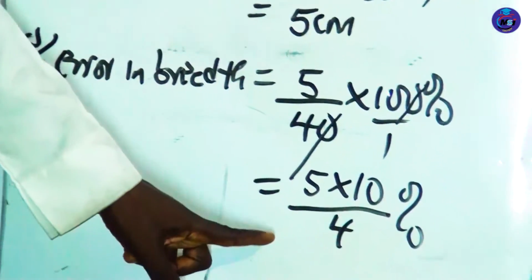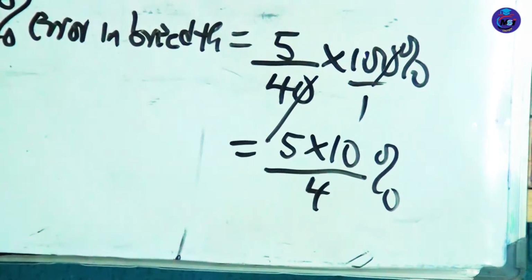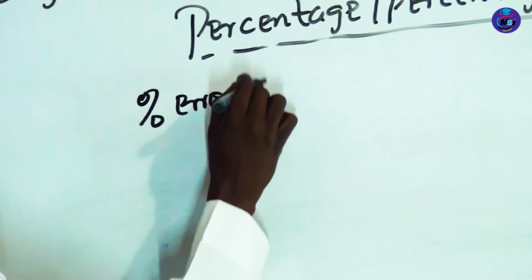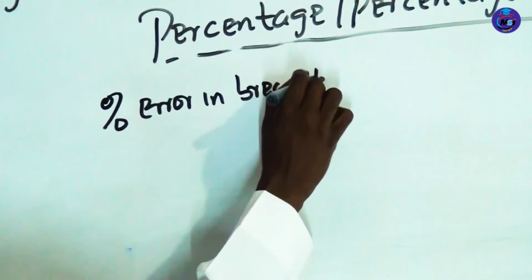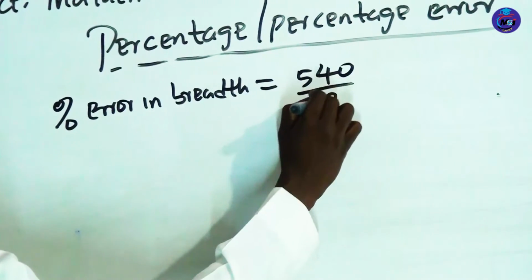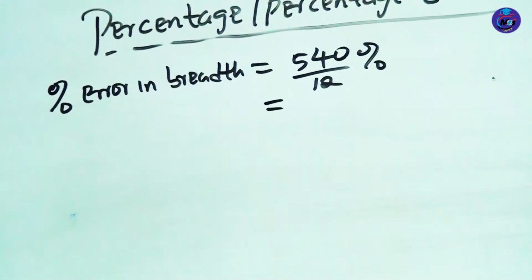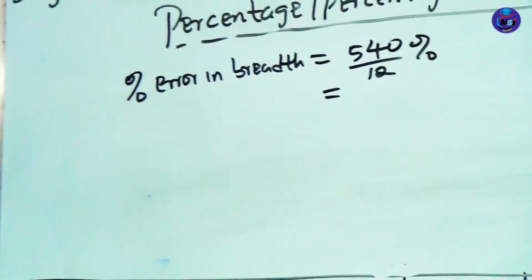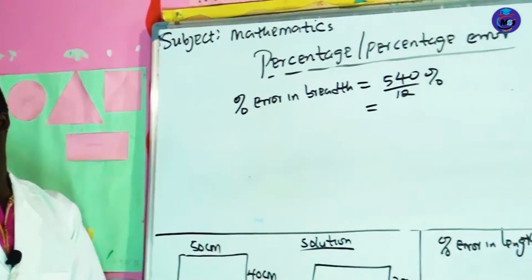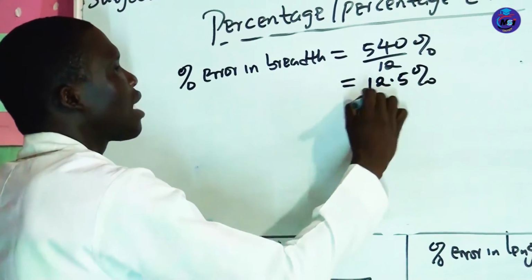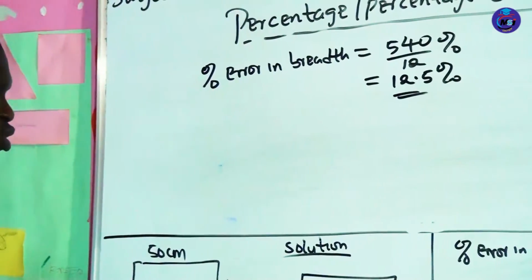So as we go on, from here we have 5 times 10 divided by 4%. So we are going to have percentage error in breadth will give us 540 divided by 12%. Now, we are going to do something here. 540 divided by 12, we are going to have 12.5%. Okay, now we are through with that.